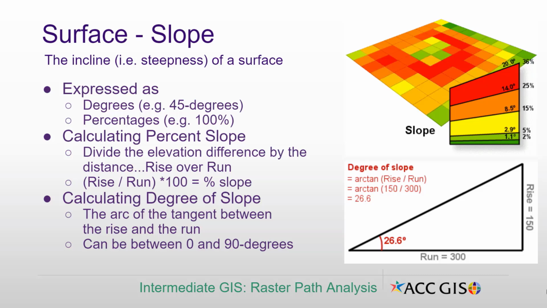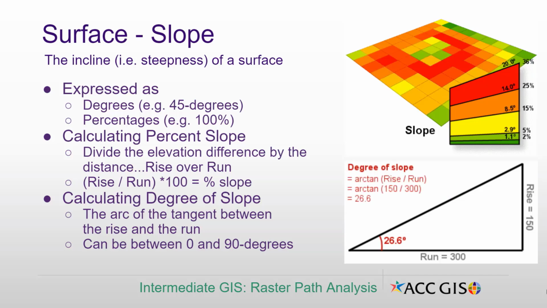We use the slope geoprocessing tool and a digital elevation model to calculate the incline or steepness of a surface. And that can be expressed as degrees or percentages. If you look at the image on the right, you can see I've got that colored raster in which the reds represent the steeper slope and the greens represent the flatter slope. And you can see in the legend that the same slope can be expressed in degrees or percentages, depending on what you're trying to accomplish and who your audience is.